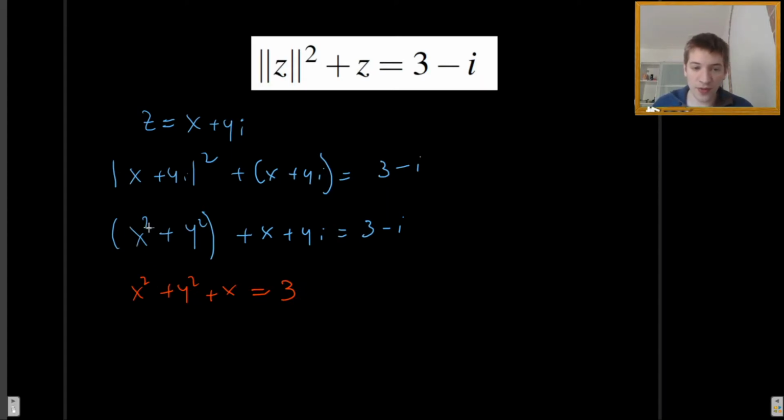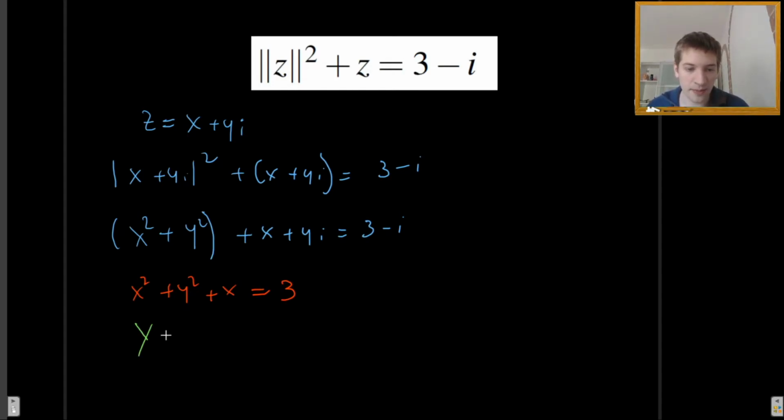So in order for this entire equation to hold true, we need x squared plus y squared plus x, which is everything that is real on the left hand side, to be equal to everything that is real on the right hand side. So this has to be equal to 3. And this is the first of our two equations. And also the imaginary parts have to be the same.